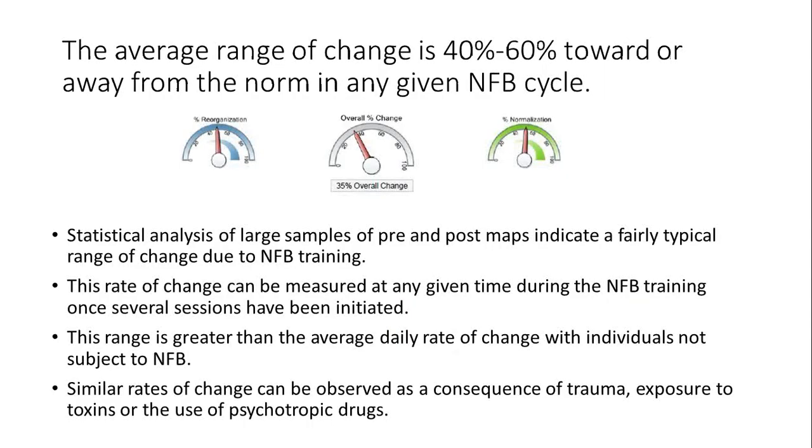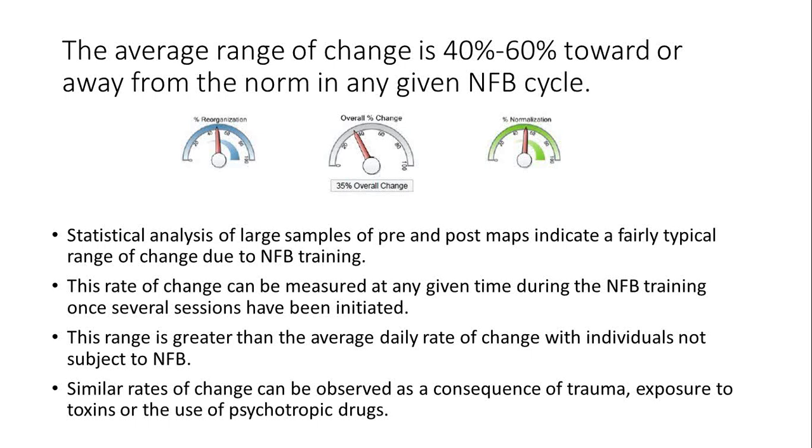And what we found was that the average range of change, I'm talking about that middle meter, overall change is between 40 to 60% toward or away from the norm in any given neurofeedback cycle. I take that back. We're actually talking about the normalization meter at this point. So the average range of change is 40 to 60% toward or away from the norm in any given neurofeedback cycle. Here, both these meters are at 50%. More typically, you'd see normalization at 40 and reorganization at 60. That's typically what we see in good progress in neurofeedback. That reorganization meter rarely goes below 40 or above 60, and the normalization meter rarely goes below 40 or above 60.